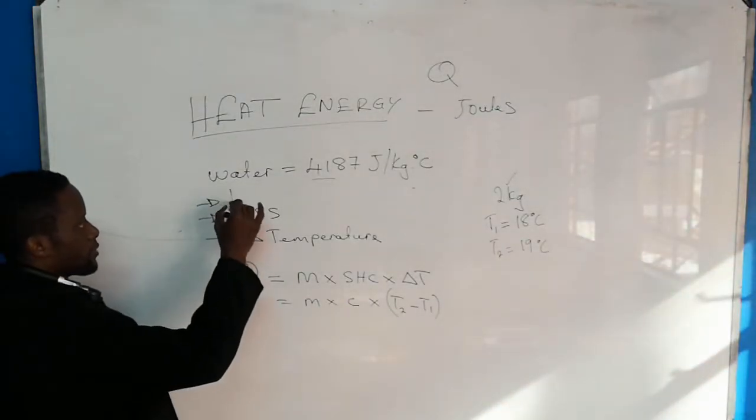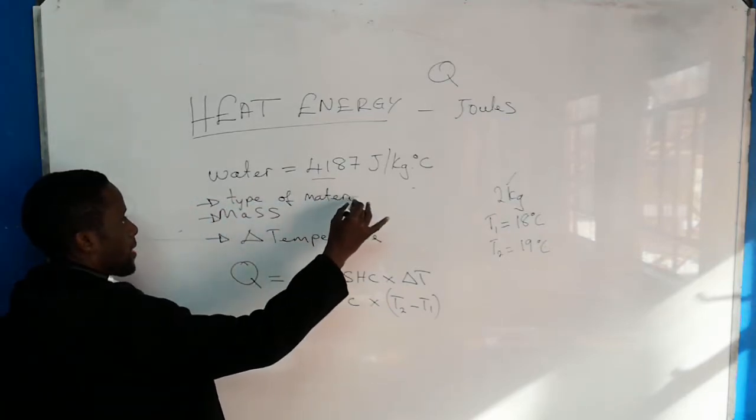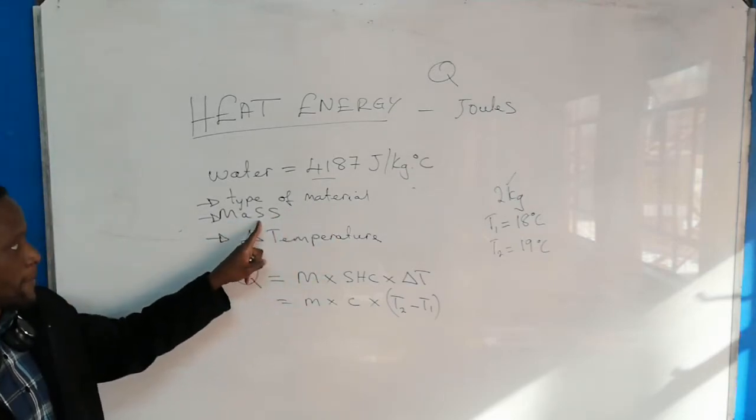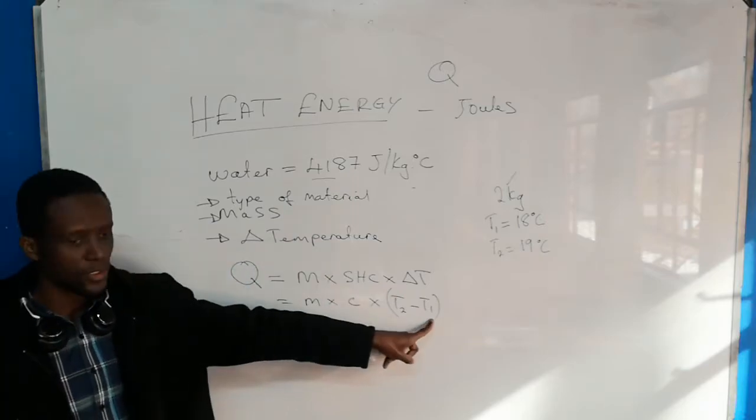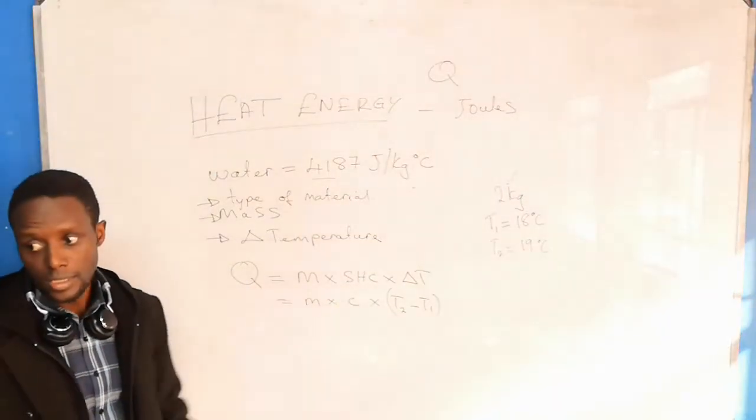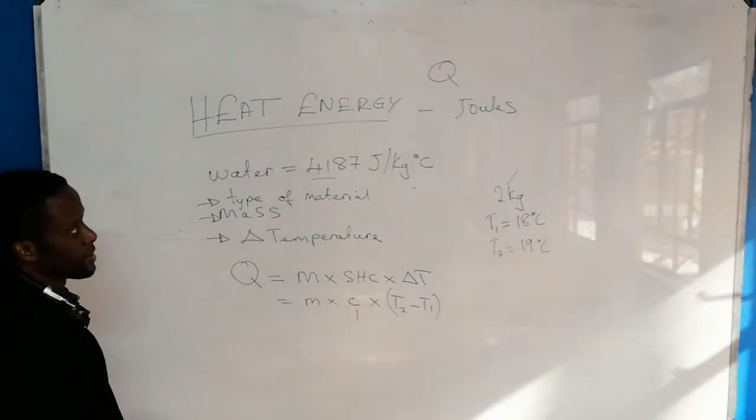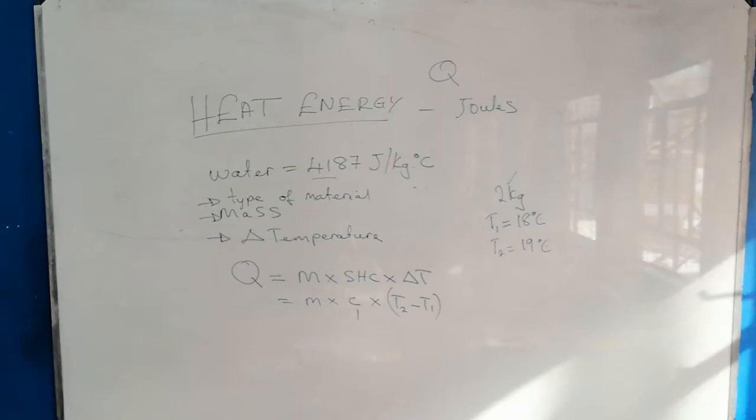So the type of material used, which is just the specific heat capacity, the mass, how many kgs of that object you have, and the change in temperature, how much you're changing by, affects the temperature. If it is water, this would be 4187. If it is another substance, let's say specific heat capacity for copper, this is 390.